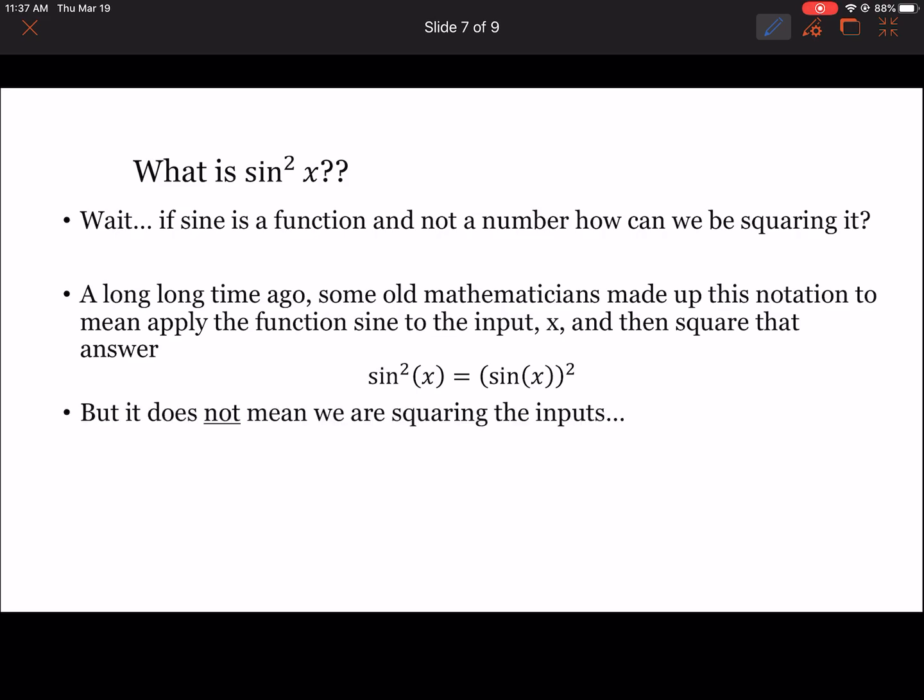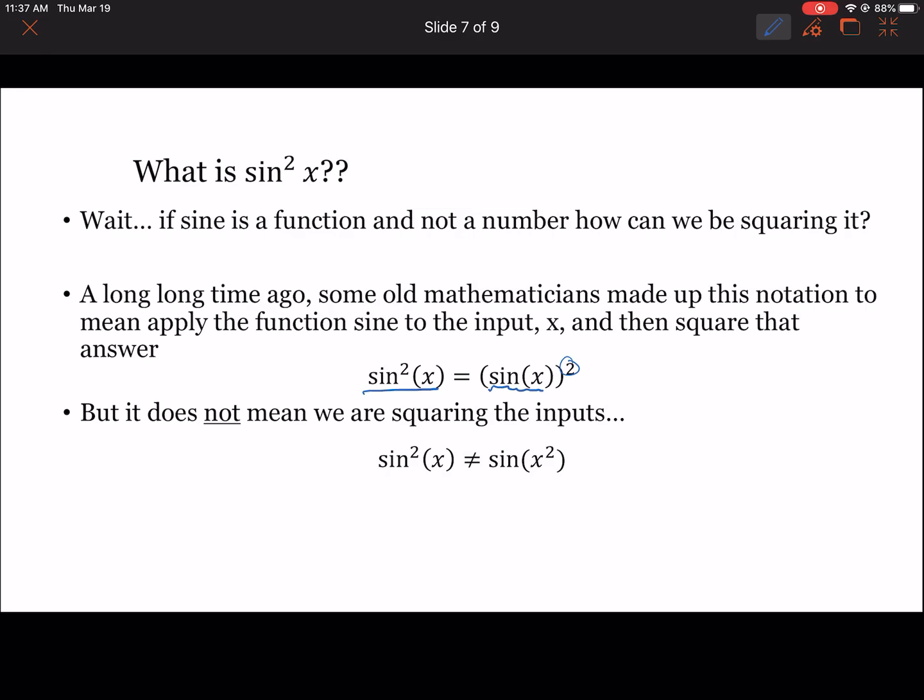However, I want to be really clear that this is not the same as squaring the inputs. These two things are not the same. Sine squared of x is very different and not at all equivalent to sine of x squared. Those are two different equations, and I want to be really clear about that. So when I say sine squared x, what I really mean is I took the value of sine of x, took that output, and then squared it.